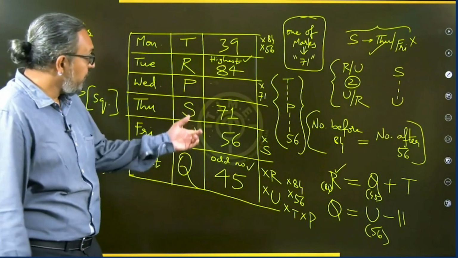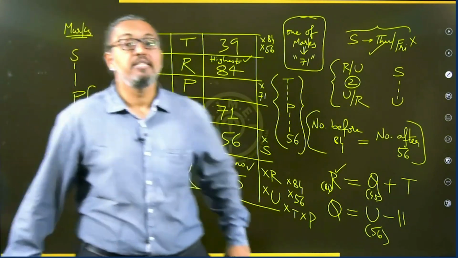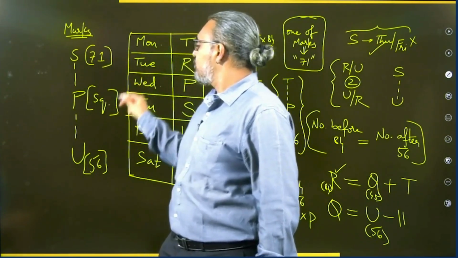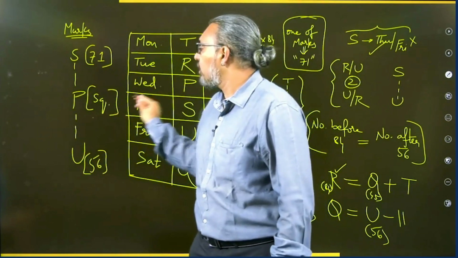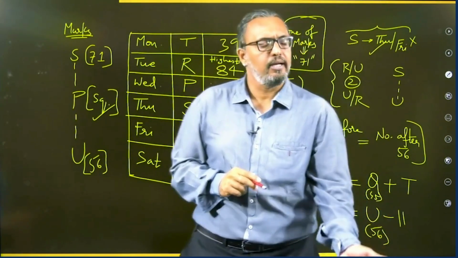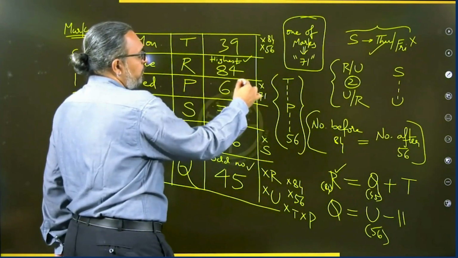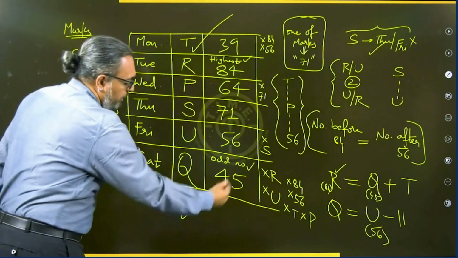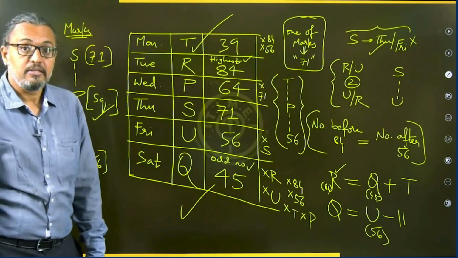Okay. So that means it has to be between 56 and 71 because S is now 71. The marks of P should be between 56 and 71. And what is a perfect square between 56 and 71? 64. Correct? That's the only square you have. So P's marks will be 64. That way we get our final arrangement.